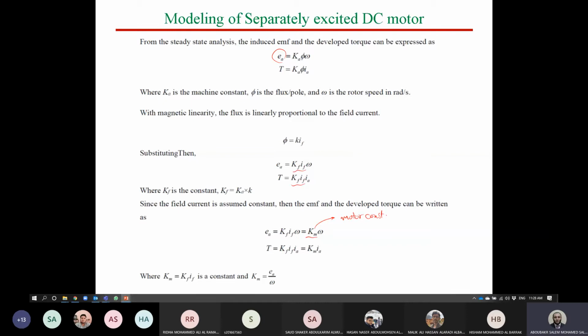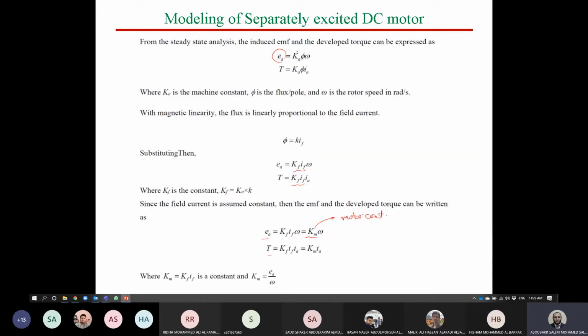Now, we can say also electrical torque equals Km multiplied by Ia. So, two main equations we could obtain from the effect of flux, which are EA and T, induced voltage and torque. Induced voltage equals Km multiplied by omega. Torque equals Km multiplied by Ia.